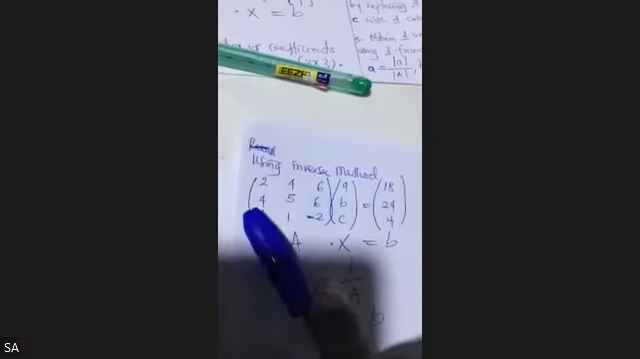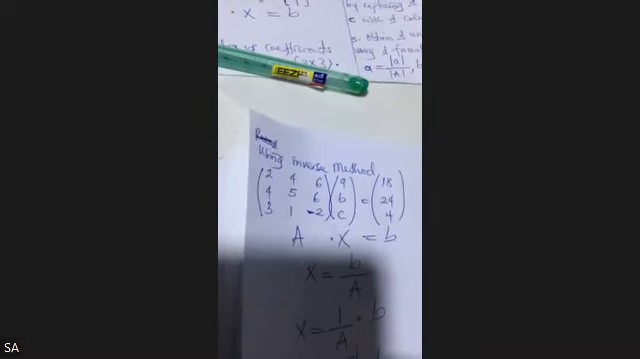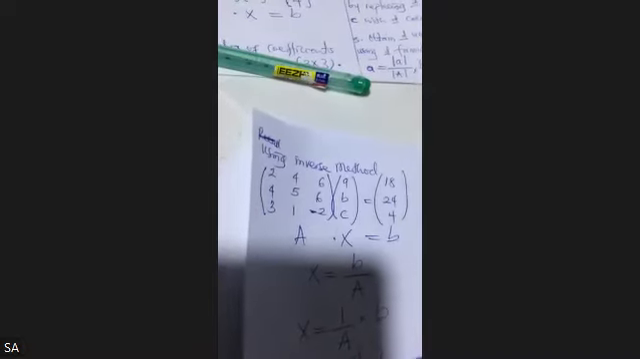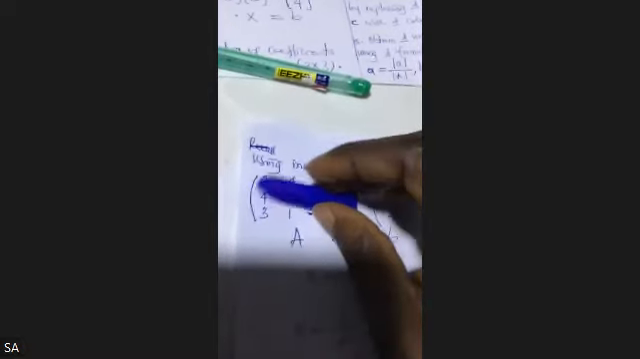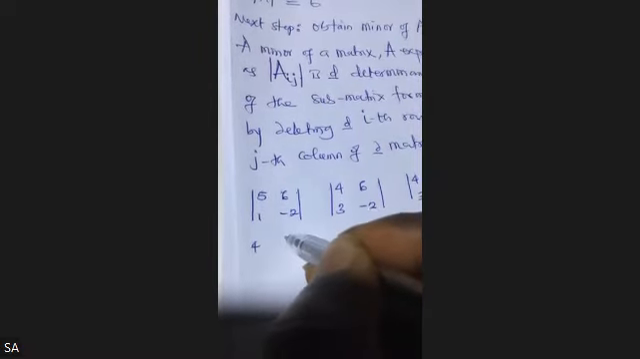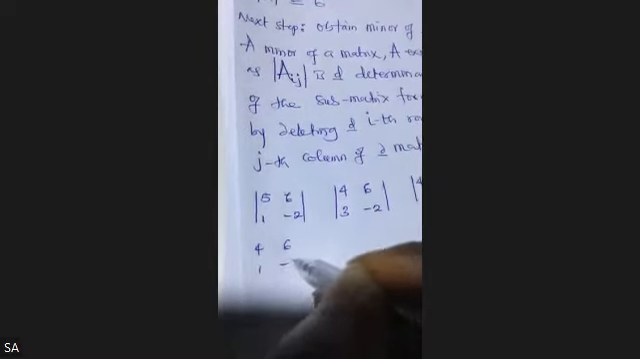If I'm picking the minor of this 4, take note: this 4 occurs on row 2, so block it. If 4 occurs on row 2, block row 2 totally. This 4 also occurs on column 1, block it. So I'm picking 4, 6, 1, minus 2.